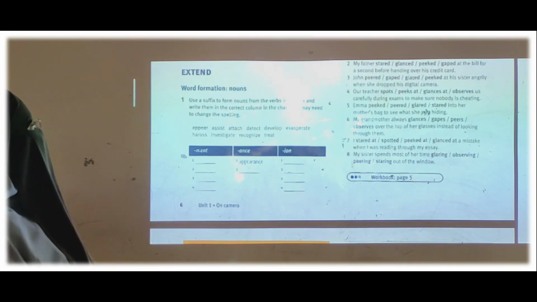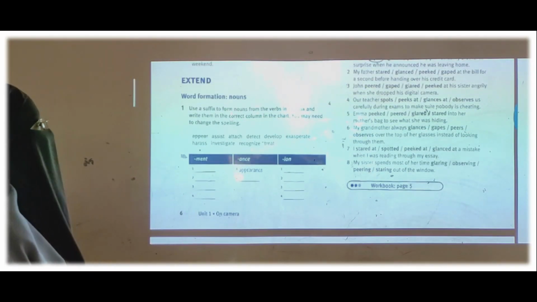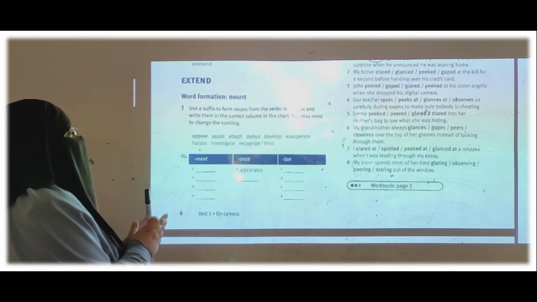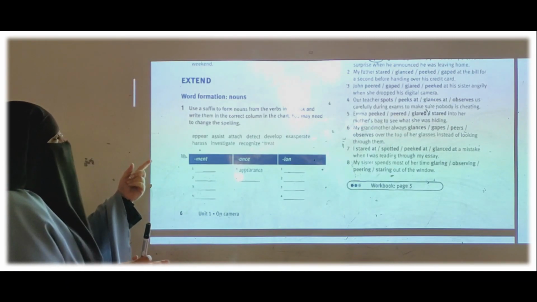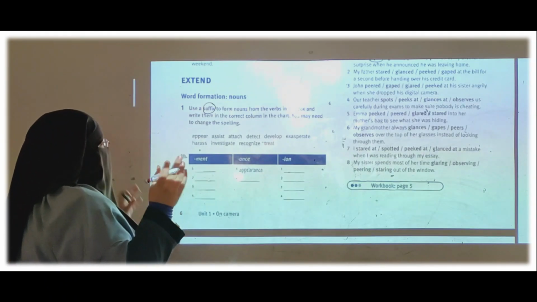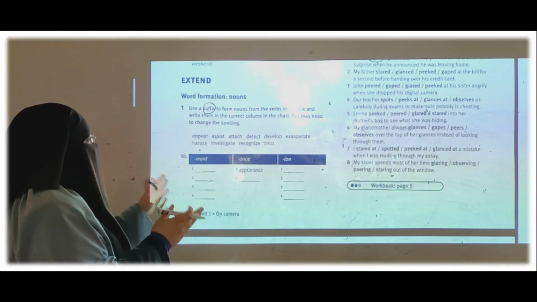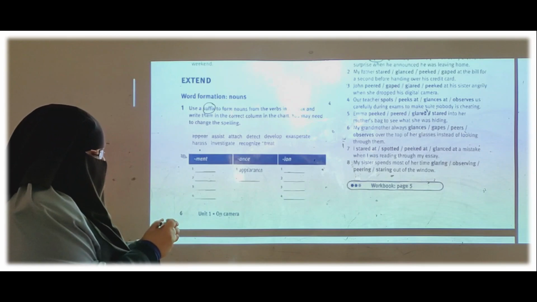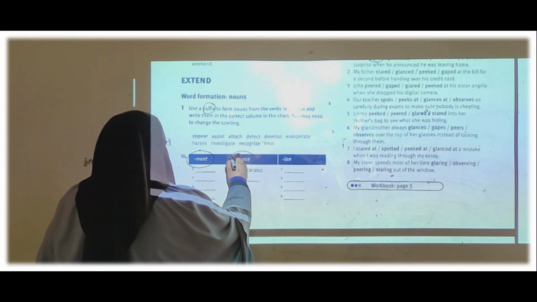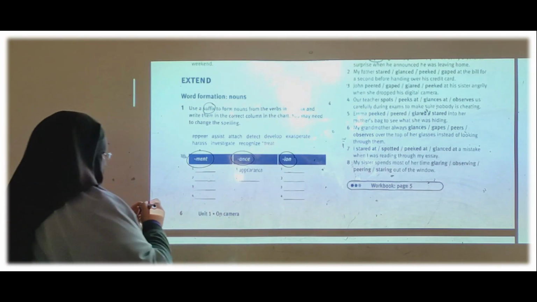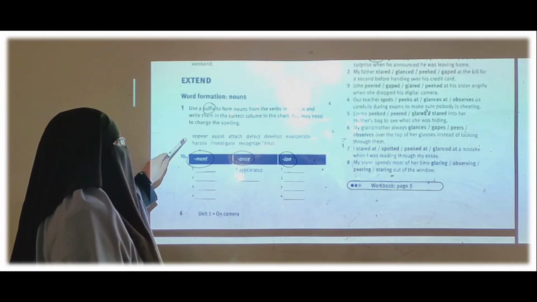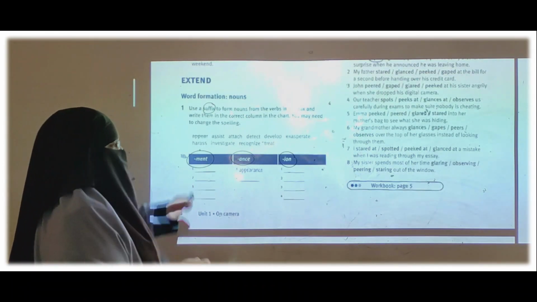Now, let's get to the extend part in your book. In this part, we are going to use the suffix in order to transform the verbs into nouns. What are suffixes? Suffixes are the letters which you add to a verb in order to transform it into a noun. What are these suffixes? Here we have ment, ance, and ion. Let's look at the words here. Here we have the verb appear. The noun of appear is appearance.